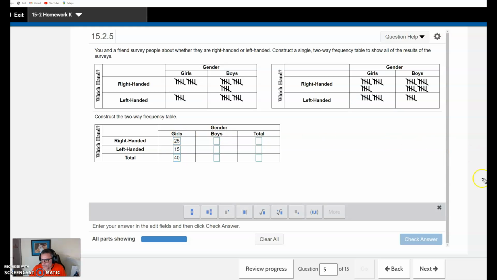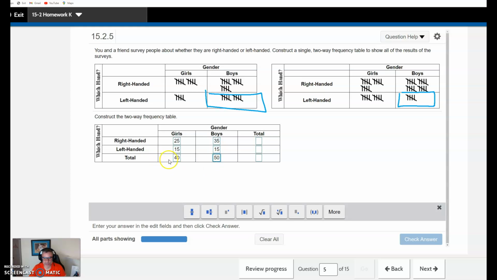All right, let's look at the boys. I have 15 right-handed boys, so I put a 15 here. No, see, I made a mistake already. I didn't add the other one, right? See how easy it is to do that? So I have 15 here, and I have 20 here. So this should be a 35. Left-handed boys, I have 10 plus 5 is 15. Add those up, I get 50.